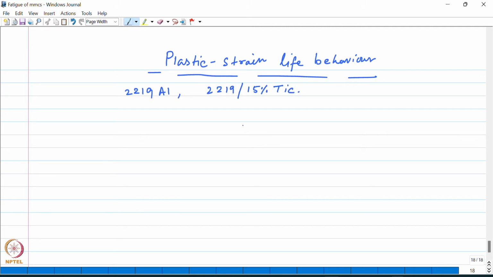So here also it has been found that the fatigue life of the composite is much inferior compared to that of the unreinforced alloy. In fact, for this particular composite, it was found that the fatigue life is decreased by a factor of 2.5 to 10 in the artificially aged condition. Okay. So if we plot the plastic strain amplitude against the number of reversals for this particular material, it will look like this in comparison to the unreinforced alloy.